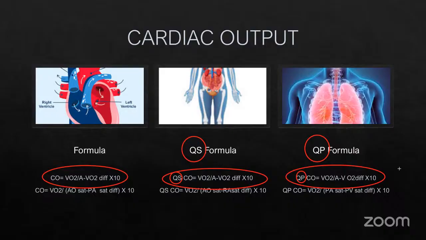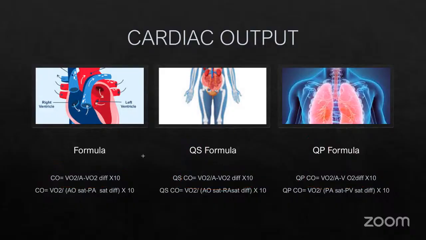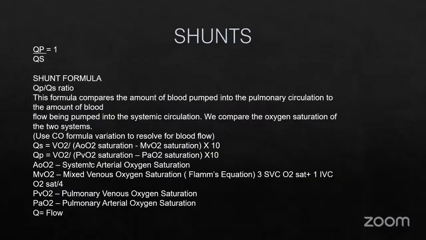And on the QP formula, I'm going to use PA and PV. Okay, so I'm going to erase all this. Cardiac output formula, that's what I'm going to do. Nothing else. Okay, so this is the formula for shunts.